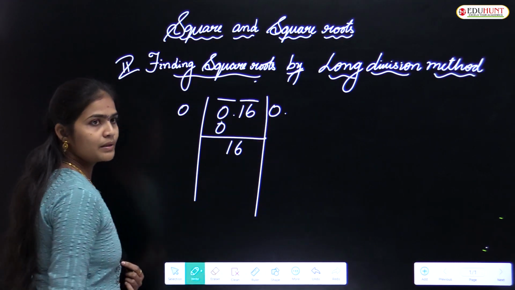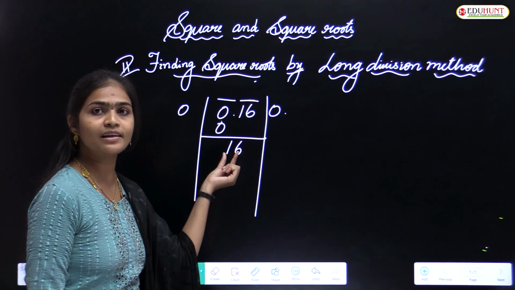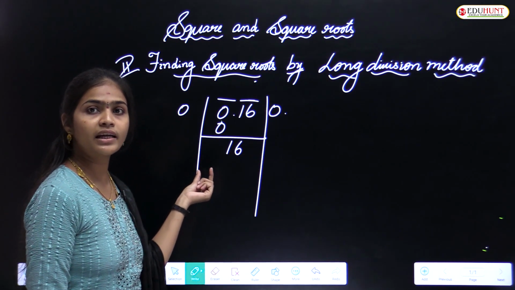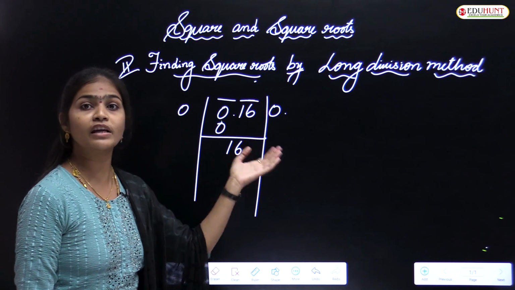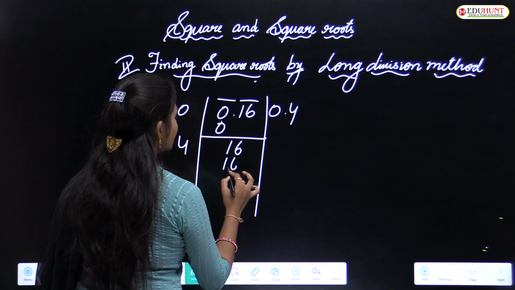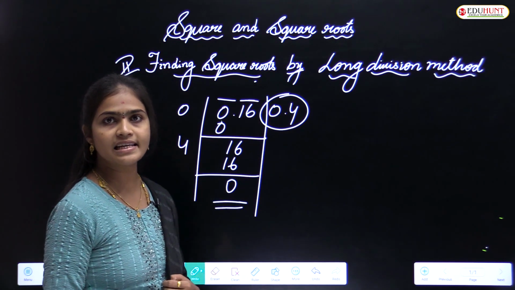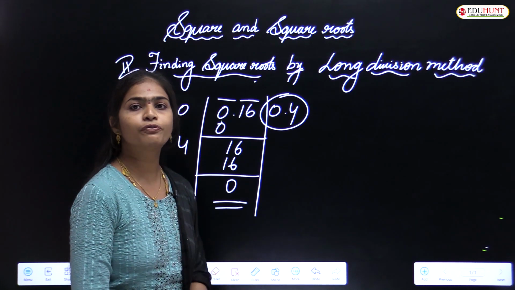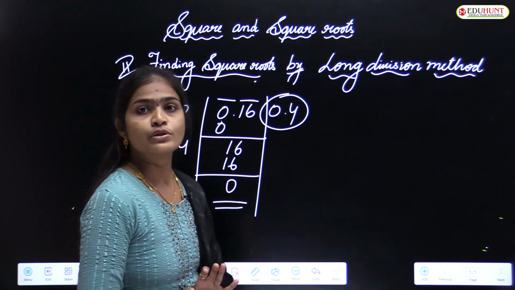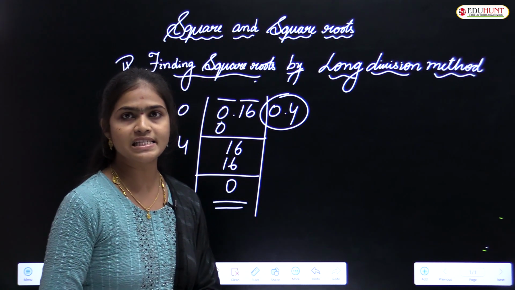Already we kept the point. Now which number do we have to take? Here we have to consider 16 only. We have to take the nearest square value to that 16, or else 16 is a perfect square. If you know that, then take it directly, 4 4s are 16. So 16 minus 16 is 0. So what is the square root of 0.16? Yes, that is 0.4. So by using the long division method we can find the square roots of decimals also.